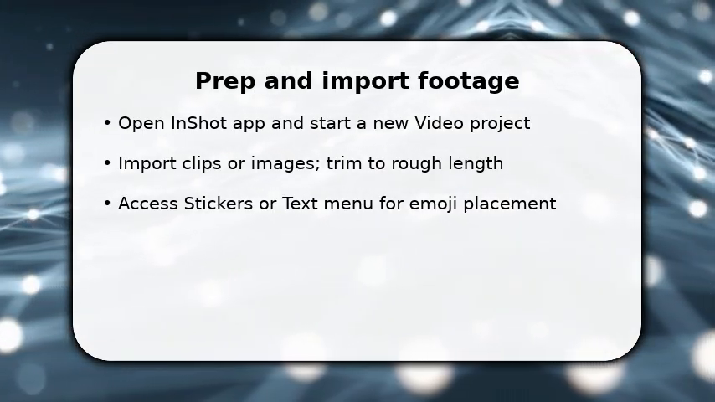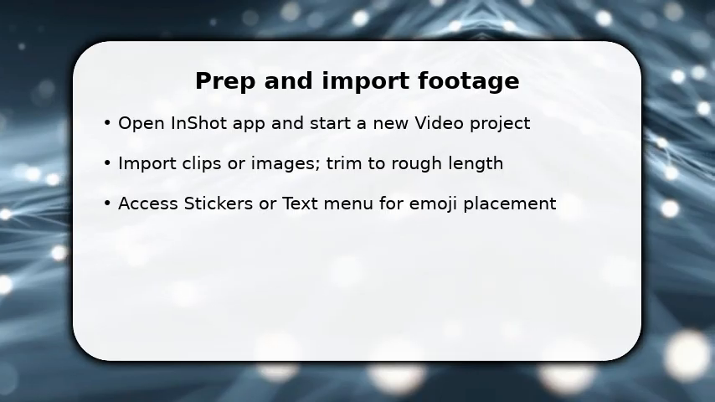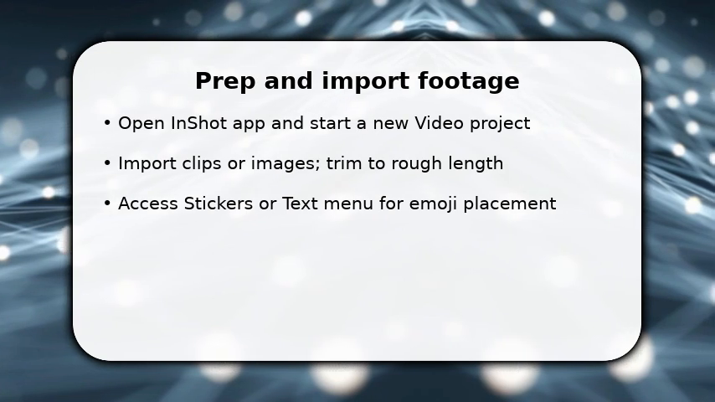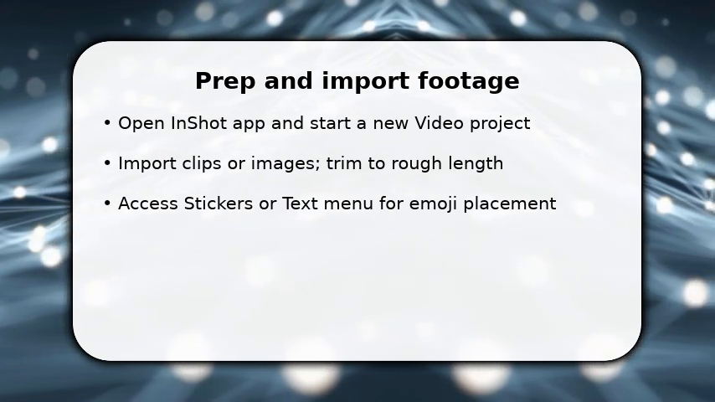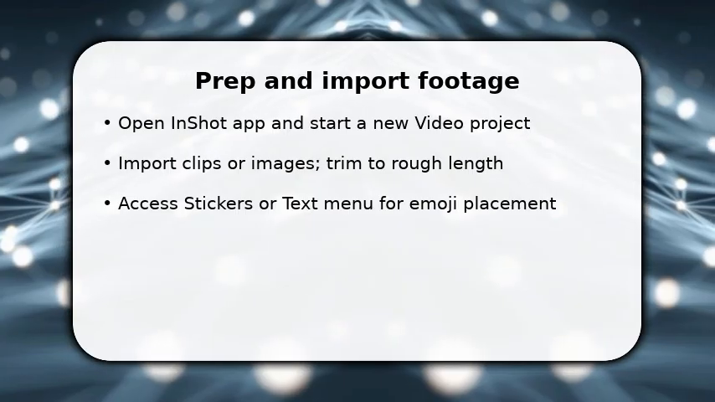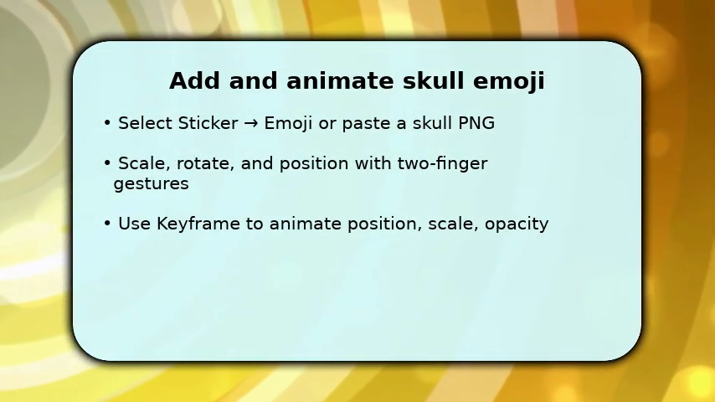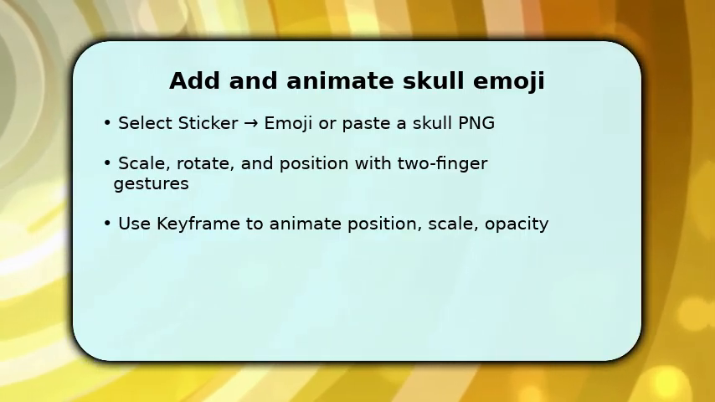Position the playhead near the intended frame so the next steps land accurately on the clip. Tap an emoji or add a skull sticker, then place it roughly where you want it on screen. You'll use 2-finger pinch and rotate to size and angle the skull. This gives visual balance versus leaving it static.